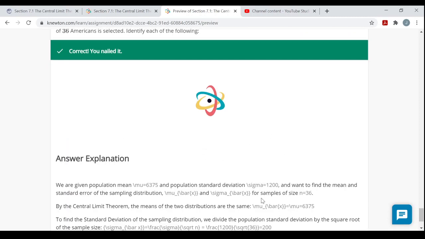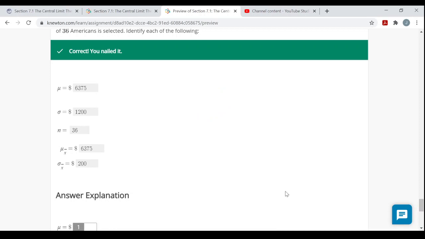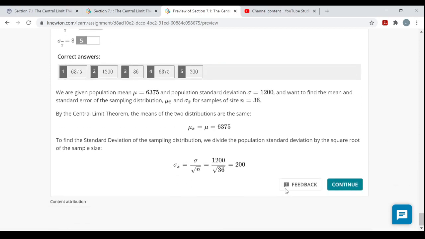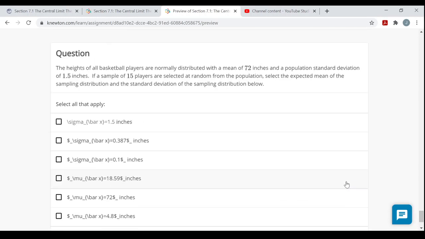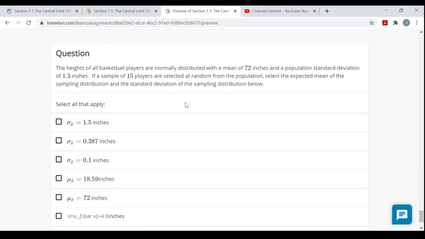And again, they go through the explanation and the formulas down here. This one is one of those select all that apply problems.